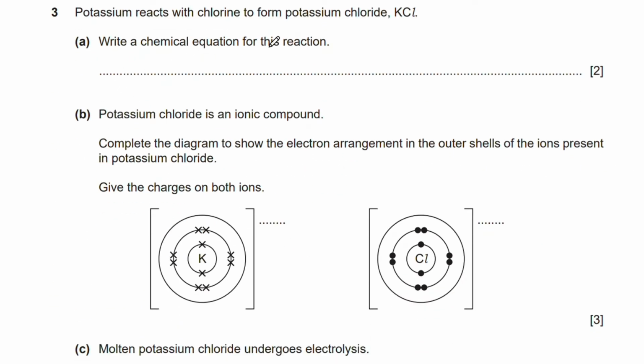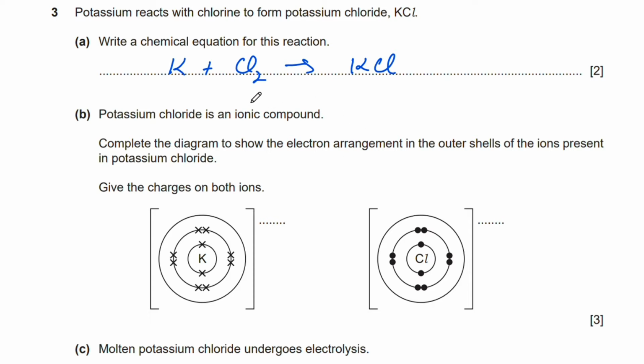Now, potassium reacts with chlorine to form potassium chloride, KCl. Write a chemical equation for this reaction. Now this reaction is simple. This is potassium plus chlorine gas. It forms KCl. It's an ionic compound. And now we have to balance it.